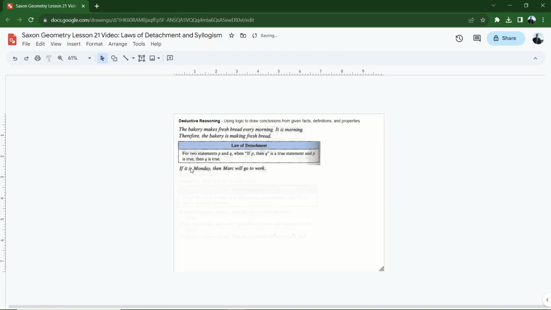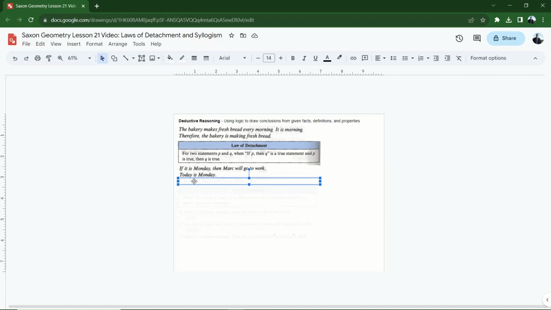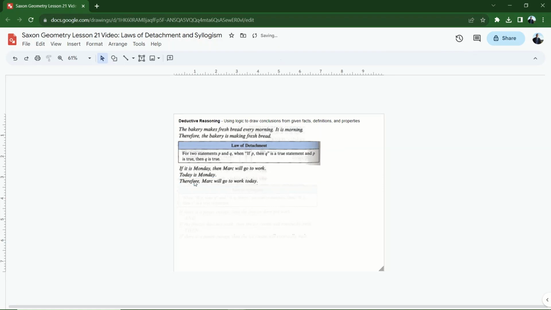Let's take a look at another example of this. If it is Monday, then Mark will go to work. This is already a conditional statement. I don't have to do anything to change it to a conditional statement. Today is Monday. What's my conclusion? Conclusions, by the way, always end with the word therefore. Okay, so law of detachment conclusions are going to begin with the word therefore. Therefore, Mark will go to work today.